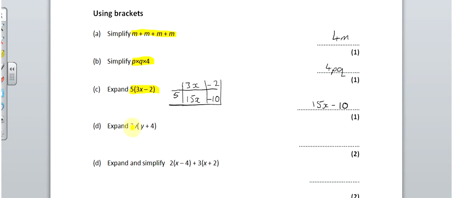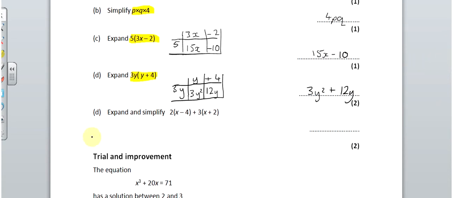I've got another one here, slightly more tricky, or not. So we put the 3y here, and then on top we put our y and our positive 4 plus 4. It's the same thing. Now 3y times y is 3y squared, and 3y times positive 4 is 12y. So our answer is 3y squared plus 12y.